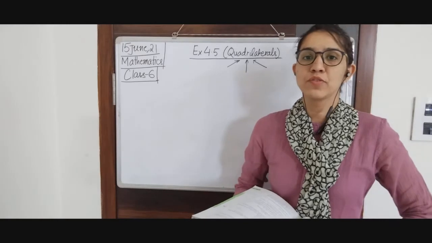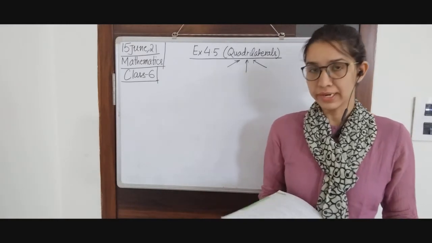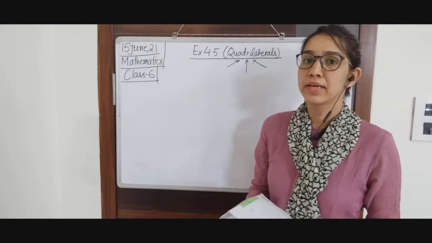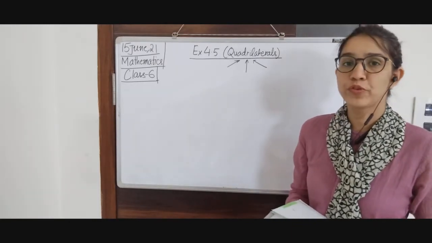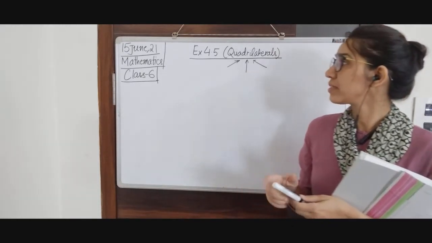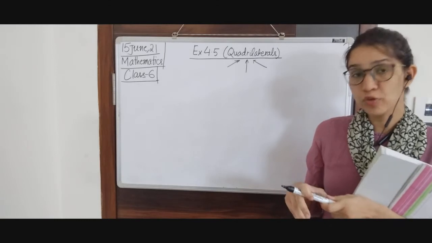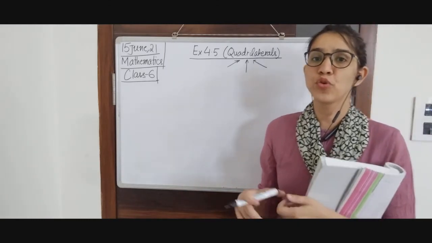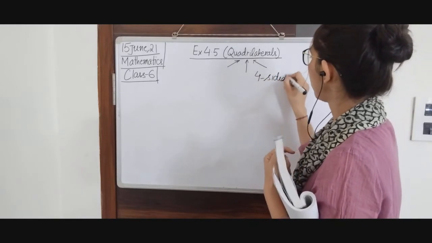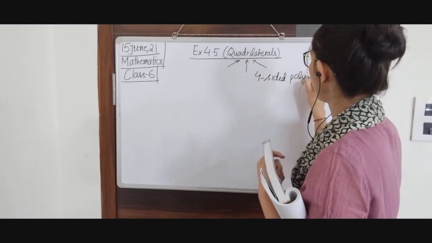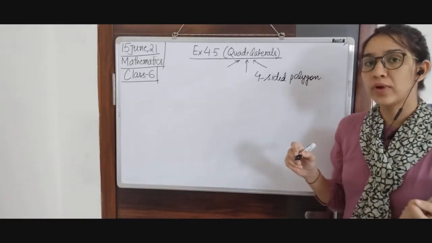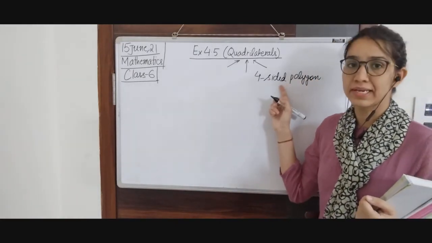In previous class we were discussing basic geometrical ideas, and in that we covered up to triangles. Now we are going to move to exercise 4.5, that is about quadrilaterals. As we discussed at the end of previous class, a quadrilateral is a four-sided polygon. It has four angles, four vertices, four sides.